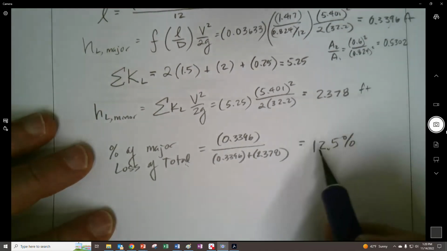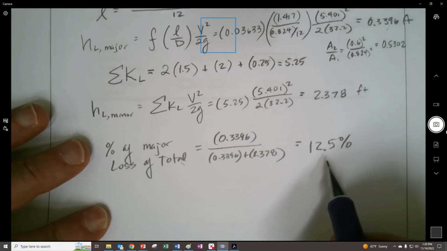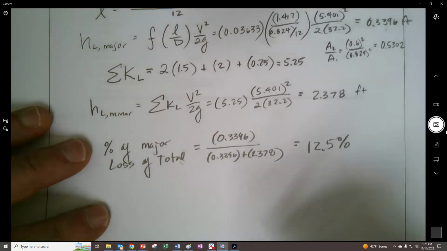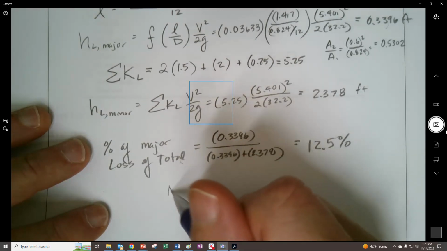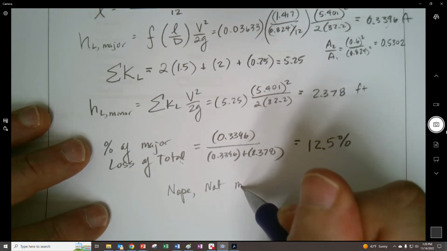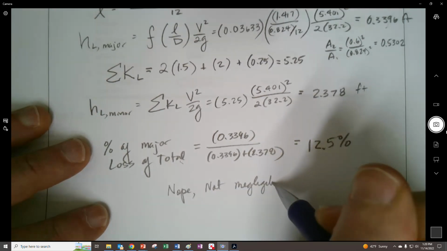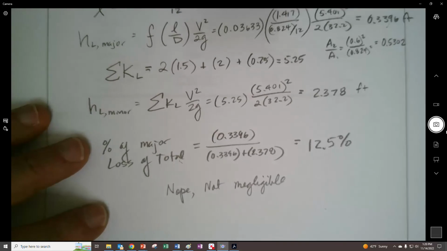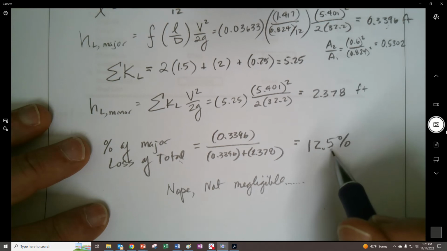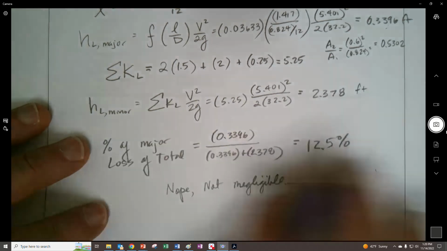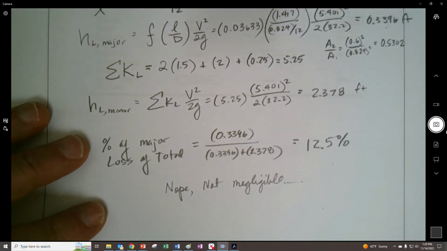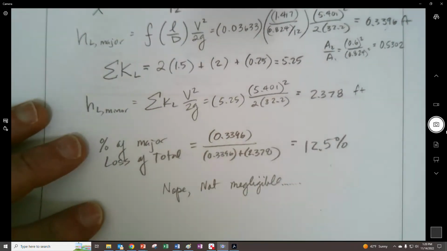So I don't think that's negligible. The boss was saying he felt that this amount you could just ignore. And I think 12.5% is not negligible. So I'm going to say nope, not negligible. But it is a bit of a matter of opinion. I think anything that would be like 5% or less is negligible. But anything that starts to approach 10, I think you need to keep that in mind. I don't think you can just discount it.